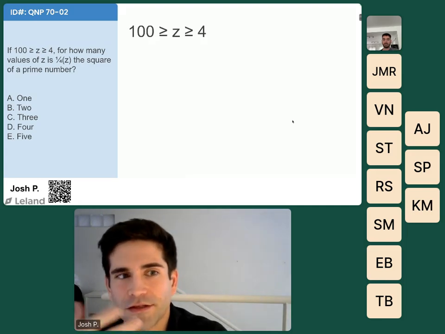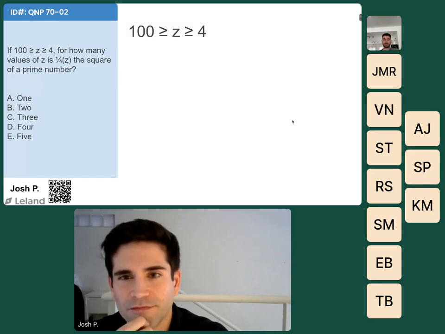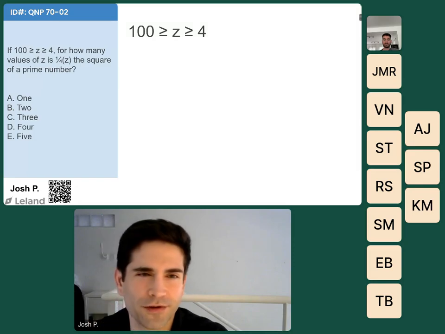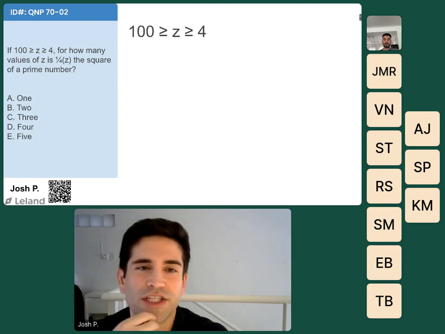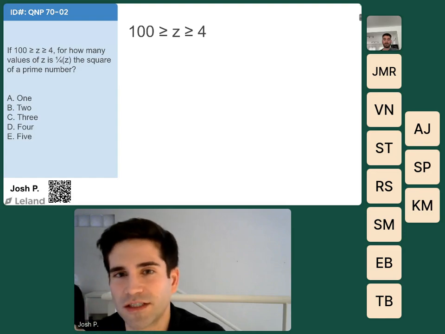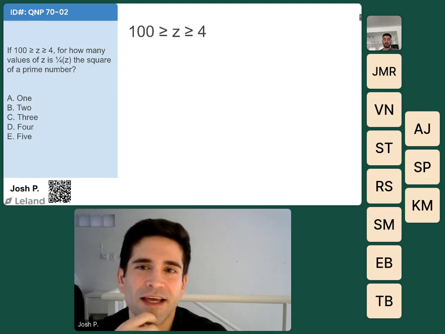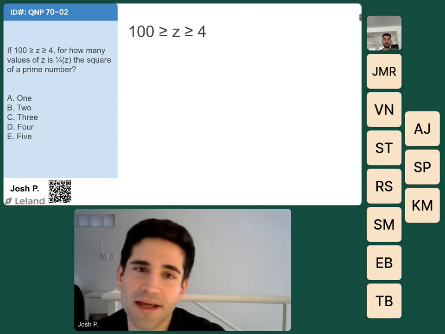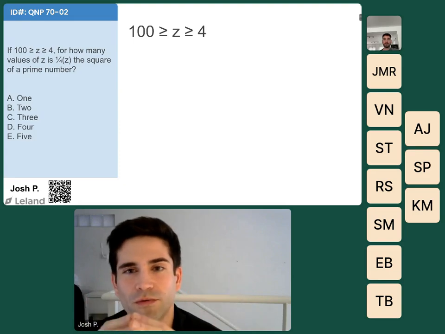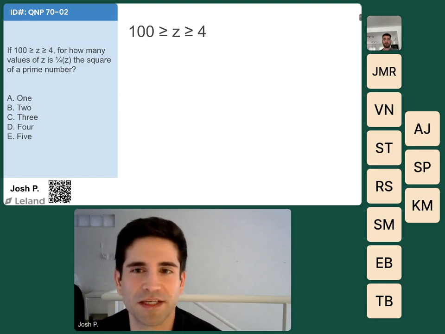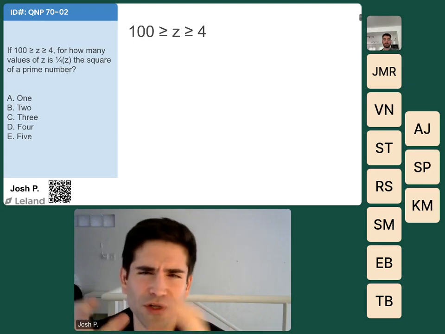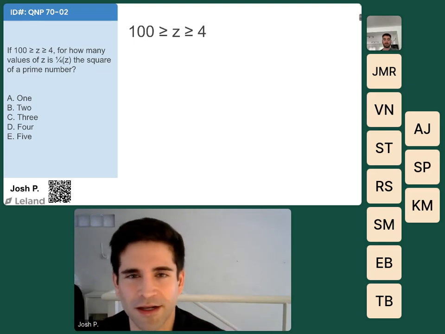Sometimes it's very possible that you will get a bit confused by how the GMAT words certain questions, how they phrase it. It might be intimidating. So it's important to break complex problems into small, manageable components and really try to visualize what's going on.